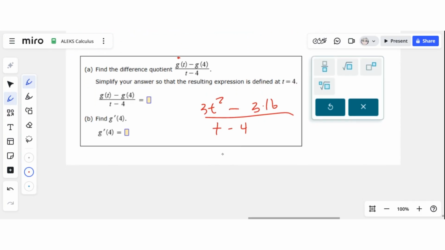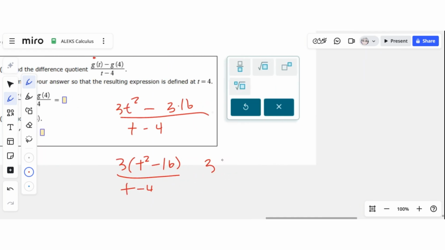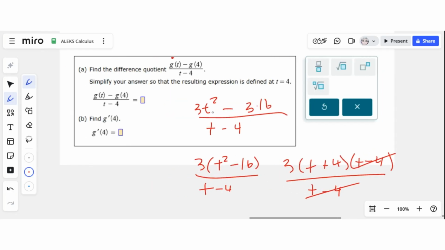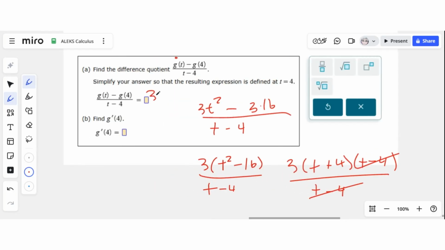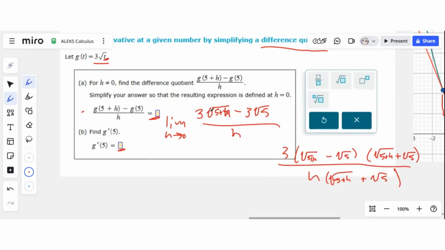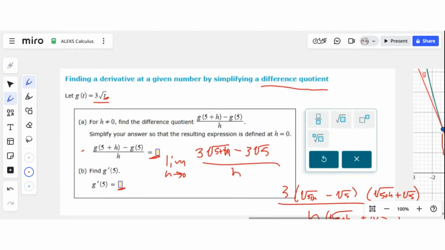See what I'm going to do here. I'm going to factor out a 3 from the top, and we've got t squared minus 16. Difference of squares again. So 3 times, I can rewrite this as t plus 4 and t minus 4. That multiplies out to t squared minus 16. And now we can cancel that. So our difference quotient really simplifies to 3 times t plus 4. And figuring out the derivative of g at 4 is going to be pretty easy. We just put in 4. That's 4 plus 4 is 8, times 3, 24. So that is a little bit of work with finding a derivative at a given number using a difference quotient.